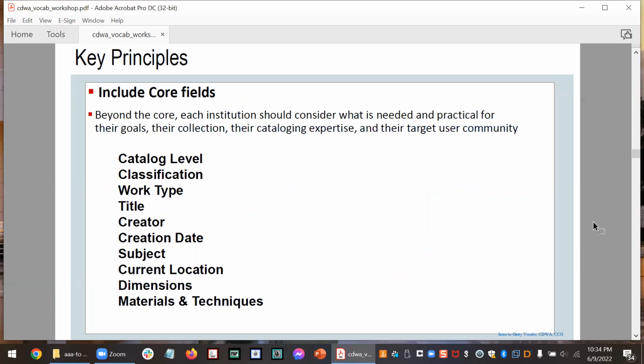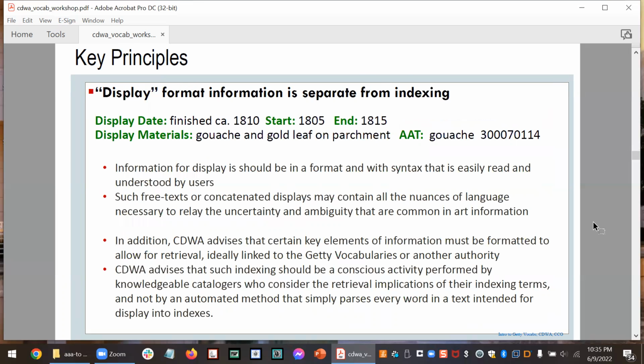Now, focusing on a few of these, they include the core fields, and they're listed here. Beyond that, choose what is needed and practical for your goals, your collection, and your cataloging expertise, and also consider your target community. These resources talk about display information that is separate from indexing information. This is found throughout CDWA and CCO.